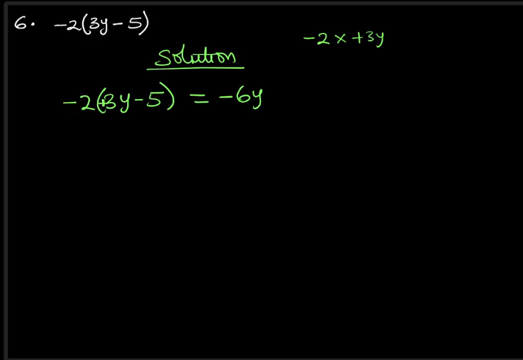Then minus 2 times minus 5. So minus times minus, that will give us plus. 2 times 5, that will be equal to 10. And that becomes our answer.